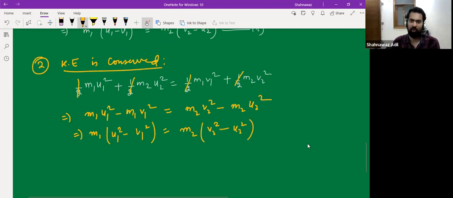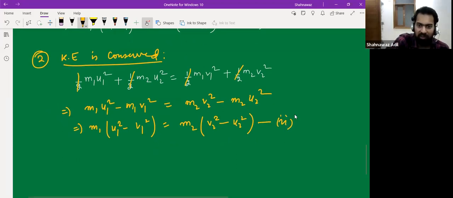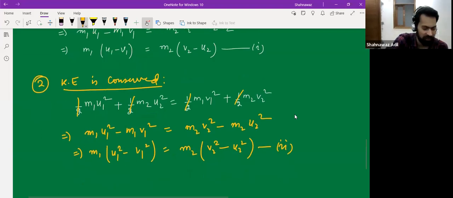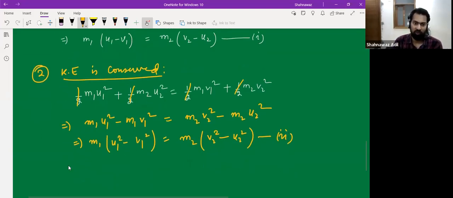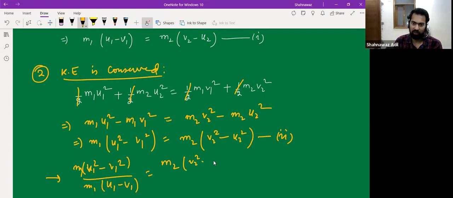So this will become what? So let's say this is equation second. And what we will do is that we will divide the second equation by the first one. Right. So dividing, we will get u1 square minus v1 square by m1 and m1 (u1 square minus v1), and this m2 will be v2 square minus u2 square by m2 (v2 minus u2).